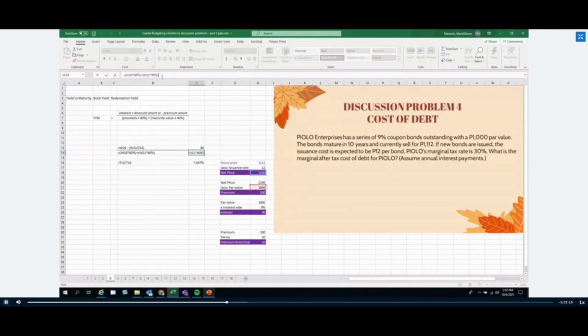Kunin natin yung denominator natin. So sabi lang naman dyan, it's proceeds. Proceeds, of course, is the net price multiplied by 60% plus the maturity value. Eh, syempre, maturity value natin is the par. So that's 1,000 multiplied by 40%. So the yield is 7.547%. So this is the answer to problem number 4.